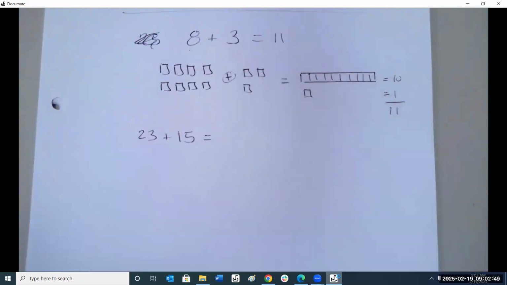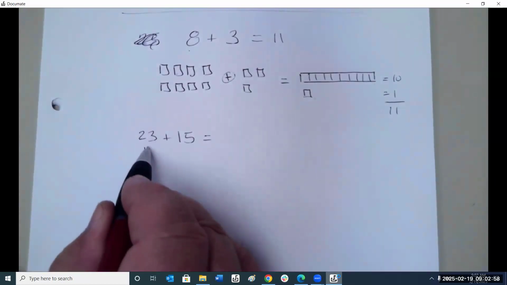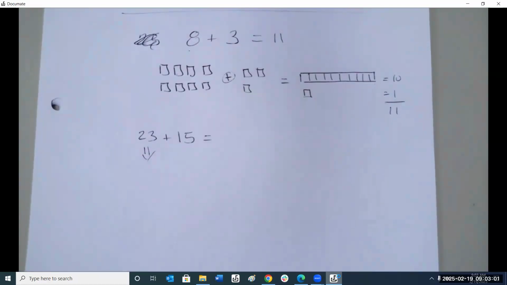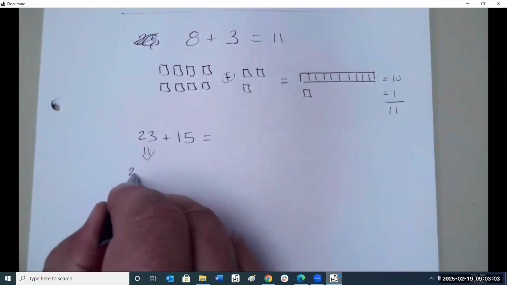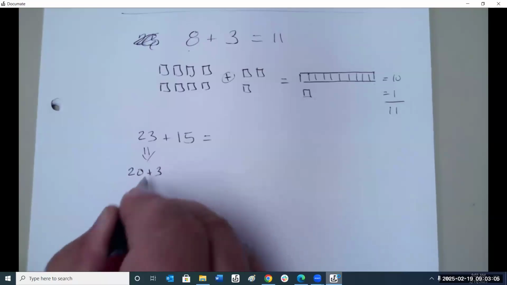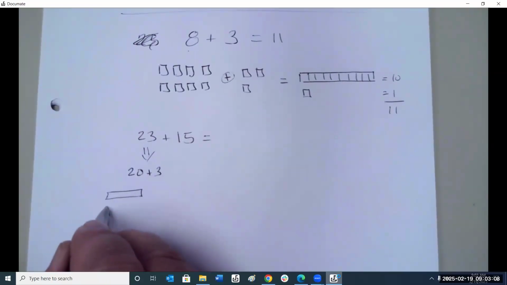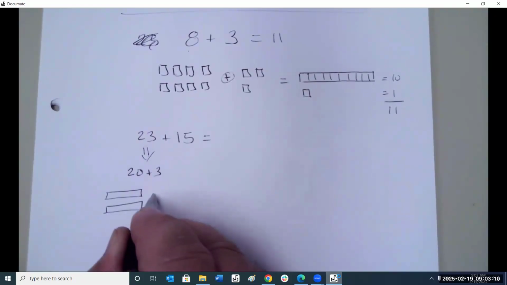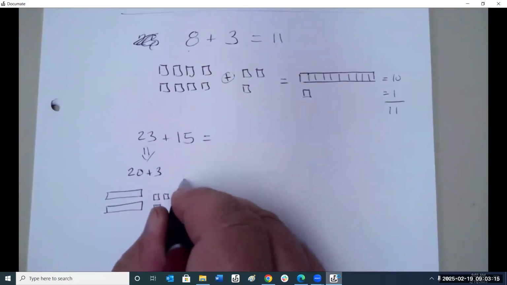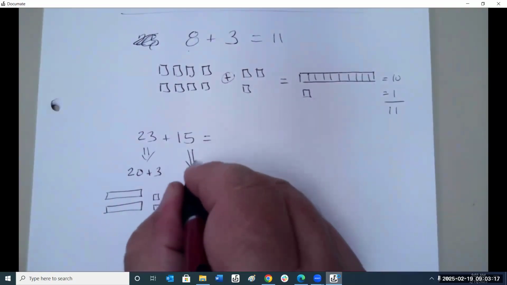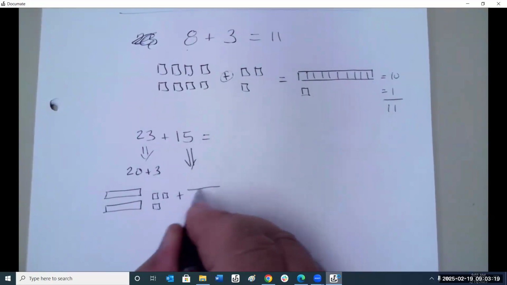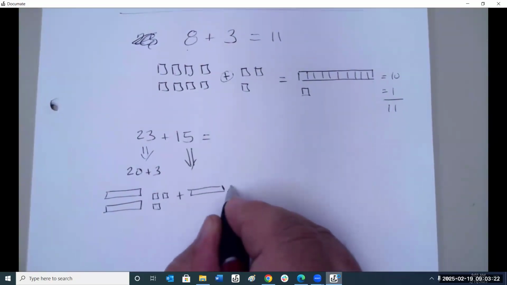Once they get comfortable using these and converting them from single units to longs, then we can use a bunch of longs. So how would you represent these numbers? What is 23 made up of? Two longs, three. Yeah, it's made up of 20 plus 3, which is 2 longs and then 3 units. Plus 1 long and 5 units.